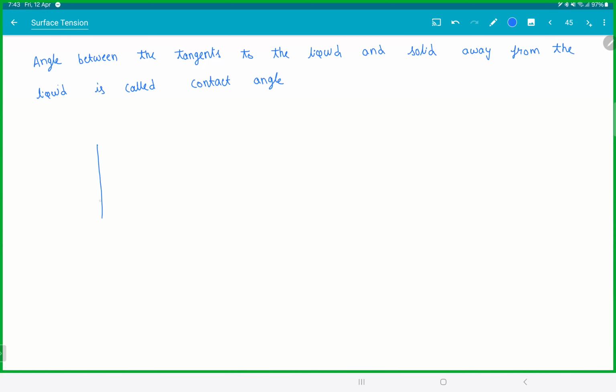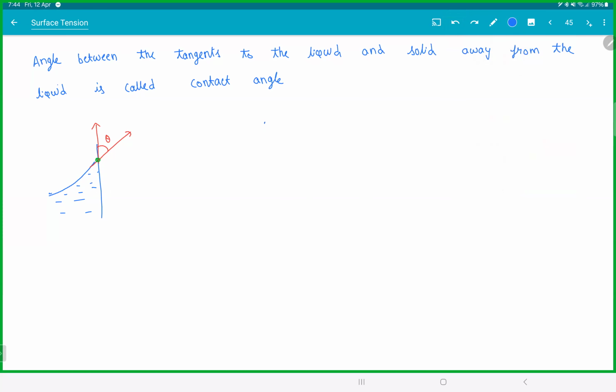Meaning, now see, at the point of contact, you can draw two tangents. You have to draw the tangents away from the liquid or towards the liquid. So for the liquid surface, this is away from the liquid. For the solid, this is away from the liquid. So this is the contact angle. Are you getting it? At this point for the liquid, this is towards liquid. At this point for the solid, this is towards liquid. This is contact angle. So draw both the tangents for the liquid and the solid away from the liquid or towards the liquid. Let me show you one more.